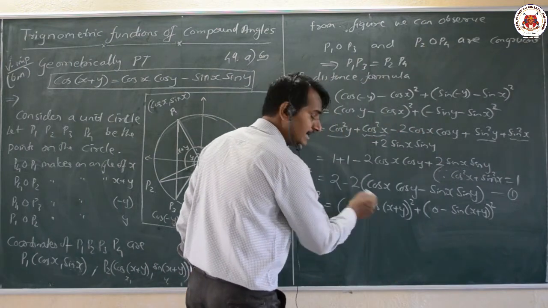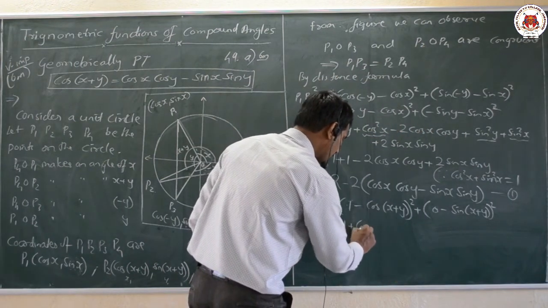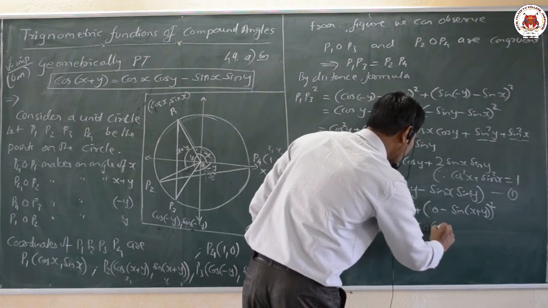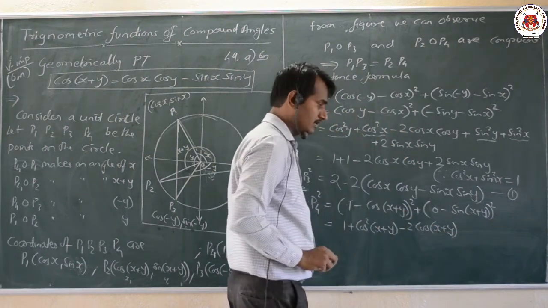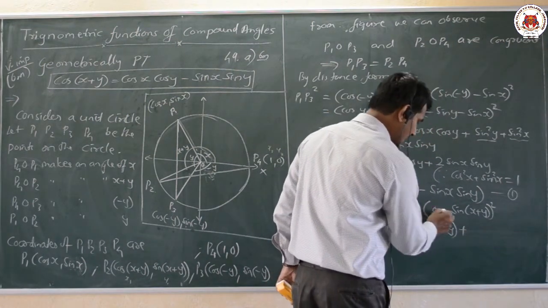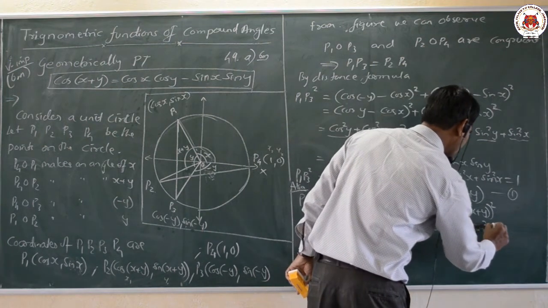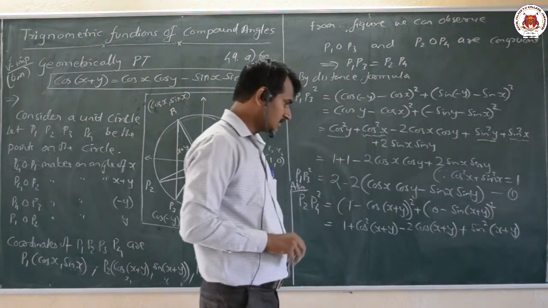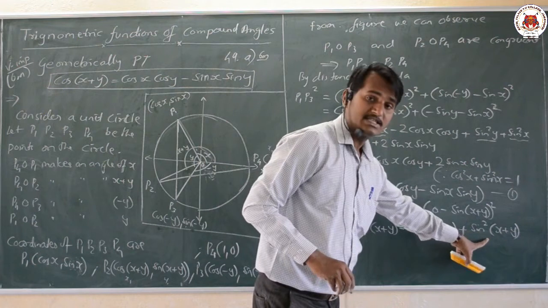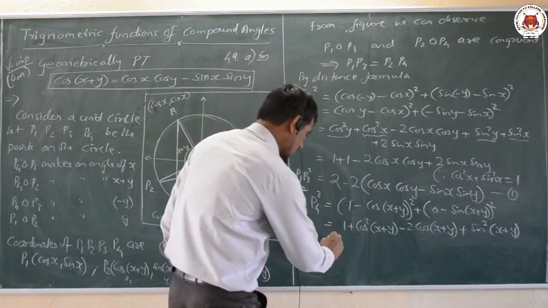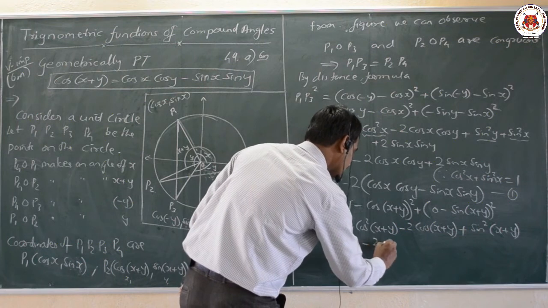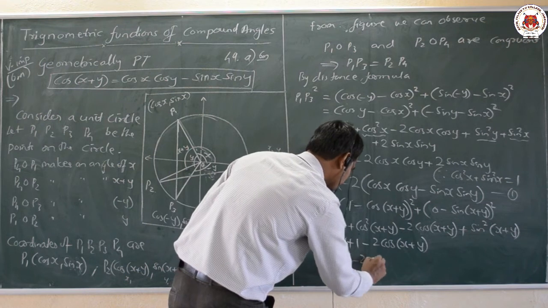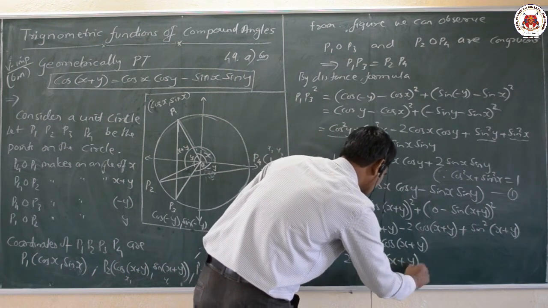Now you square it. a minus b whole square, that is nothing but 1 square plus cos square of x plus y minus 2 cos of x plus y. Then comes minus square, that is nothing but plus square only. The remaining part is sine square of x plus y. Here also we can observe that cos square theta plus sine square theta value will be 1. So what is the remaining part? 1 plus 1 minus 2 cos of x plus y, or else I can write it as 2 minus 2 cos of x plus y here.